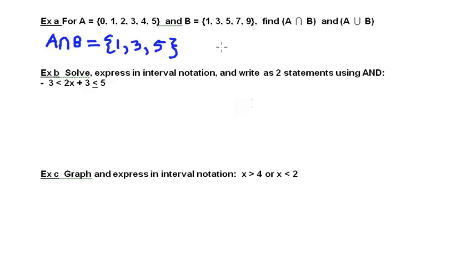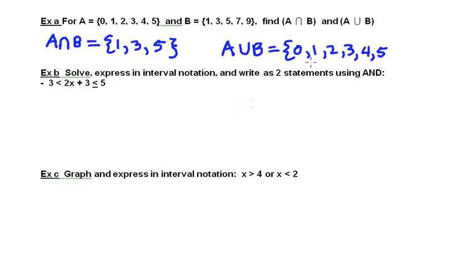Next, we want to find A union B. And the union of these sets means all of the elements that are included in the first set combined with all of the elements in the second set. And where there are repeats, we don't need to write them again. So the lowest number that's contained in either set is 0, so I will include that. And then we have the consecutive numbers 1 through 5.